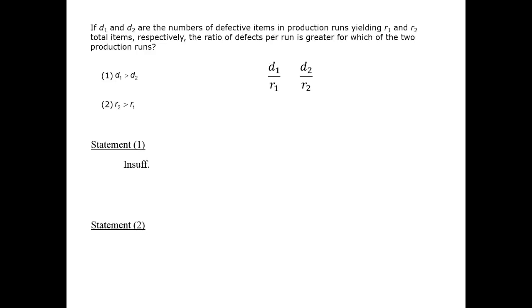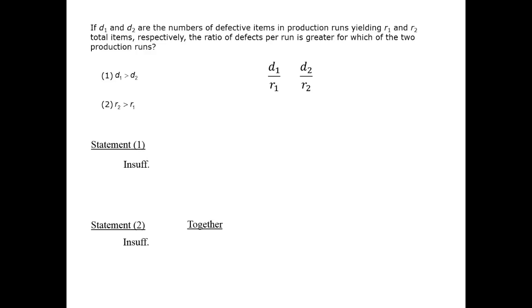Statement 2 has the same logical problem as statement 1, except now we've switched the D's and the R's, so statement 2 is insufficient. Combining the statements, there may be something that we can do. If there are more defects in the first run, but more items in the second run, then the first run must have a higher defect rate.